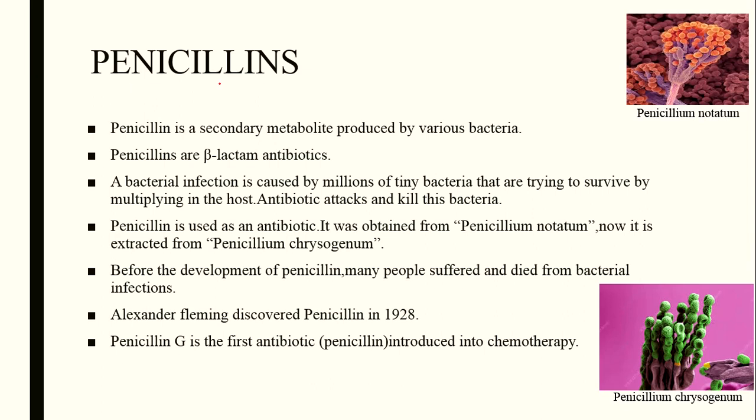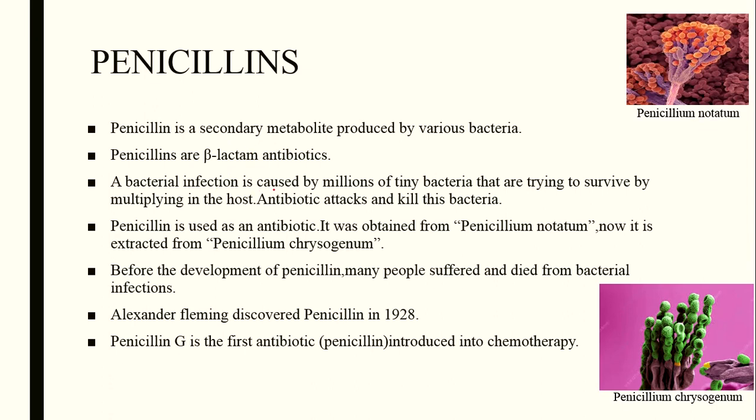Today's topic is penicillins. We'll see the introduction of penicillins, nomenclature of penicillins and stereochemistry of penicillins. Penicillin is a secondary metabolite. It is produced by various bacteria. Penicillins are considered as beta-lactam antibiotics. Why are they considered as beta-lactam antibiotics? In the structure of penicillins, the beta-lactam ring is present.